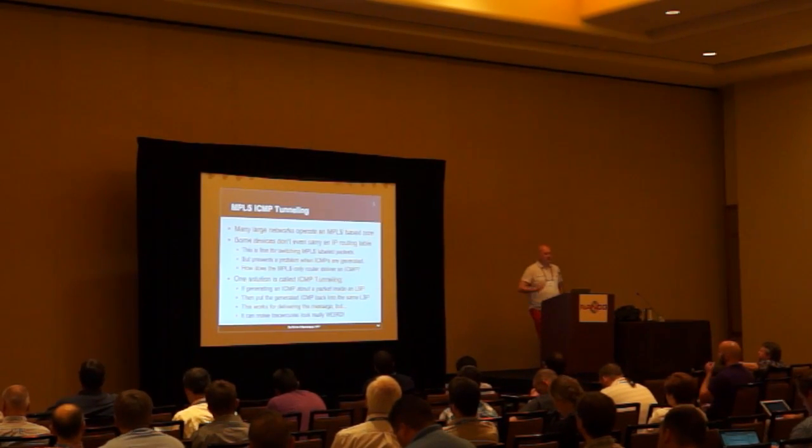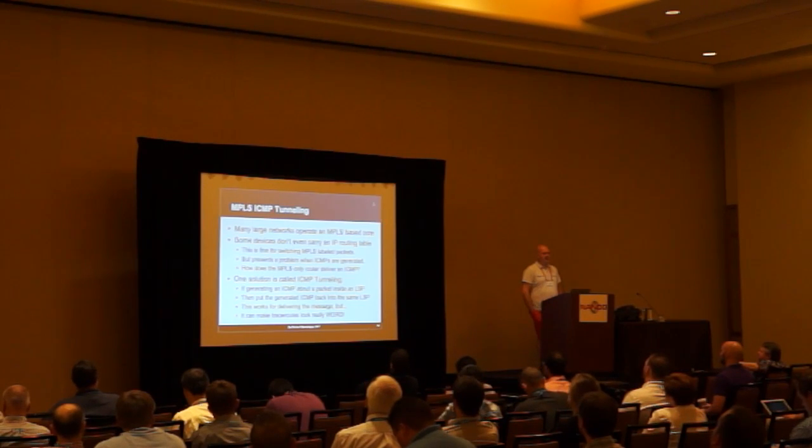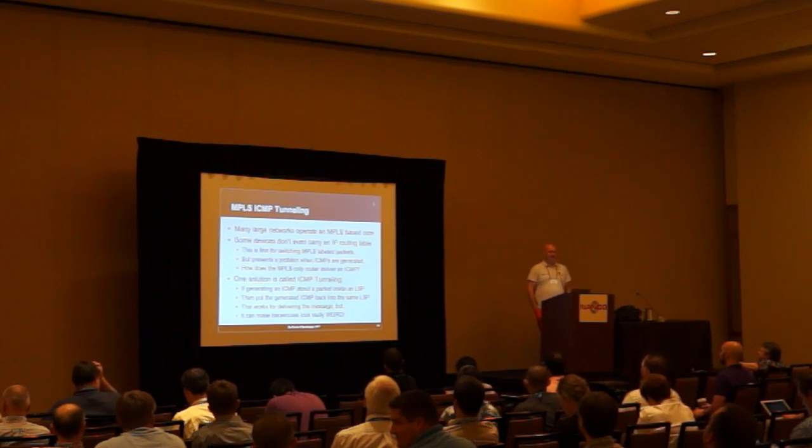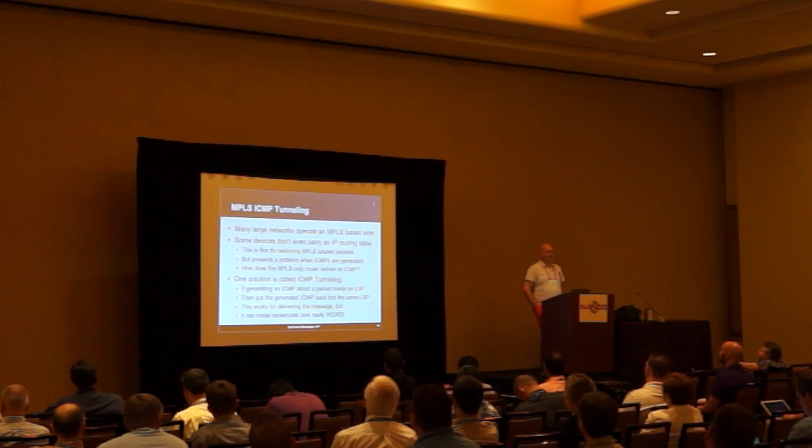So remember, there's a lot of large networks out there that run completely MPLS-based cores, and some of those devices don't even carry an IP routing table, because they're doing it for cost reasons or for performance reasons or whatever. And it's perfectly fine. You've got an MPLS-based core. It doesn't need a routing table. But what this means is it causes a problem for how the ICMP is generated. Because if you don't have a local routing table in your core device, how do you know how to send the ICMP message back? So the workaround for this is called ICMP tunneling.